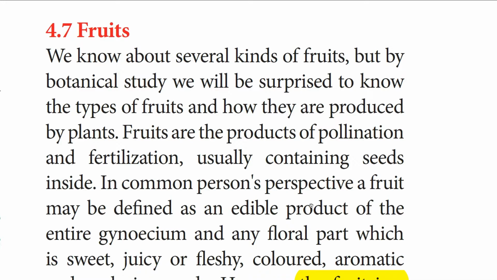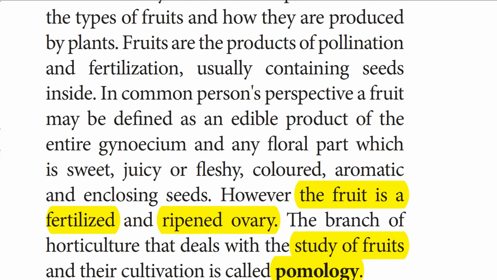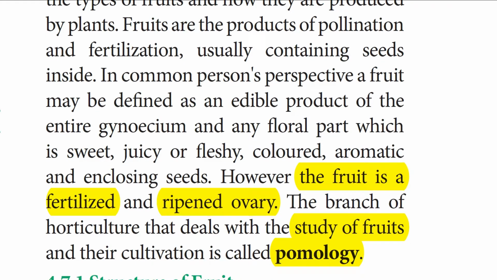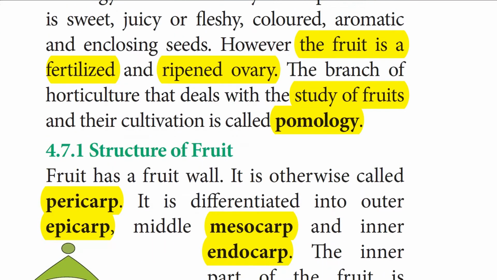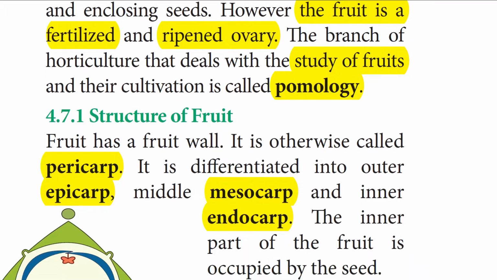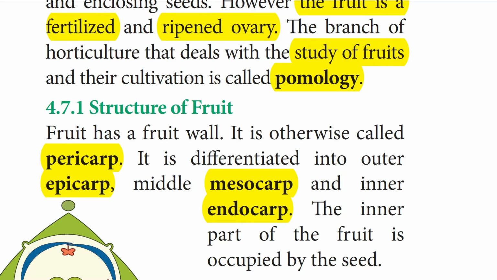Next we shall learn about fruits. Fruits are the product of pollination and fertilization of the flower. The fruit is a fertilized and ripened ovary. The branch of horticulture that deals with the study of fruits and their cultivation is called pomology. What is the structure of the fruit? The fruit has a fruit wall called the pericarp. This pericarp is differentiated into outer epicarp, middle mesocarp and inner endocarp. The inner part of the fruit is occupied by the seeds.